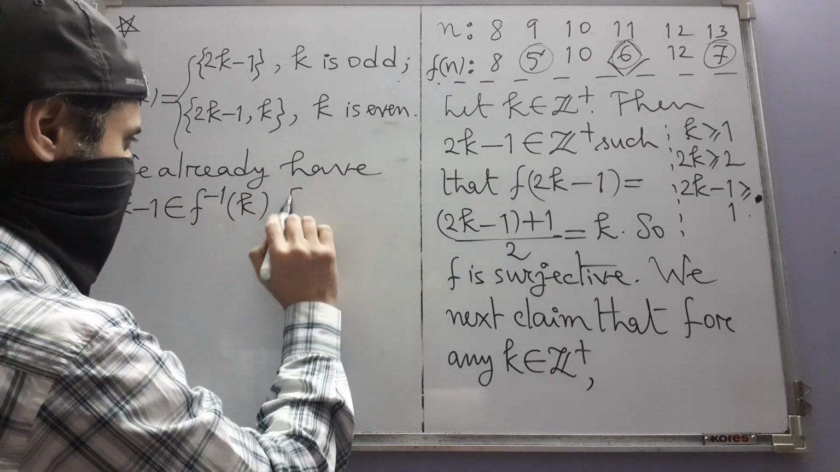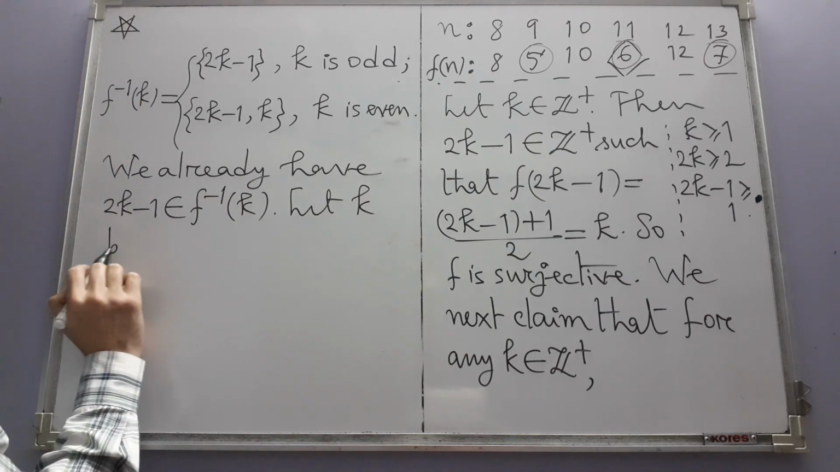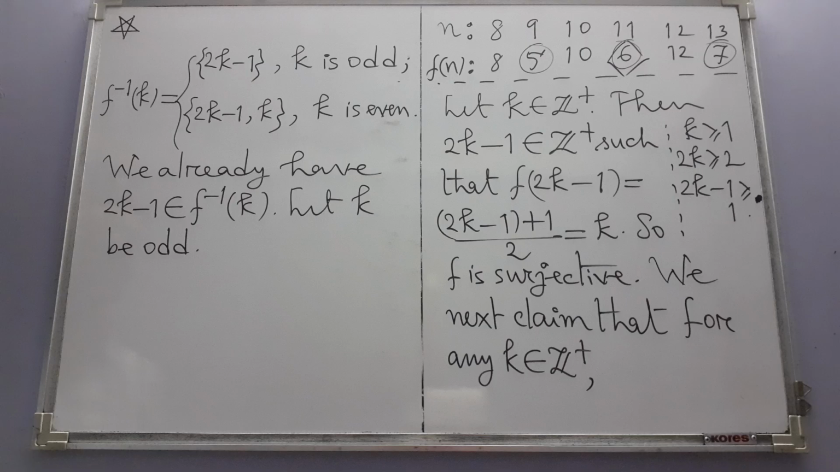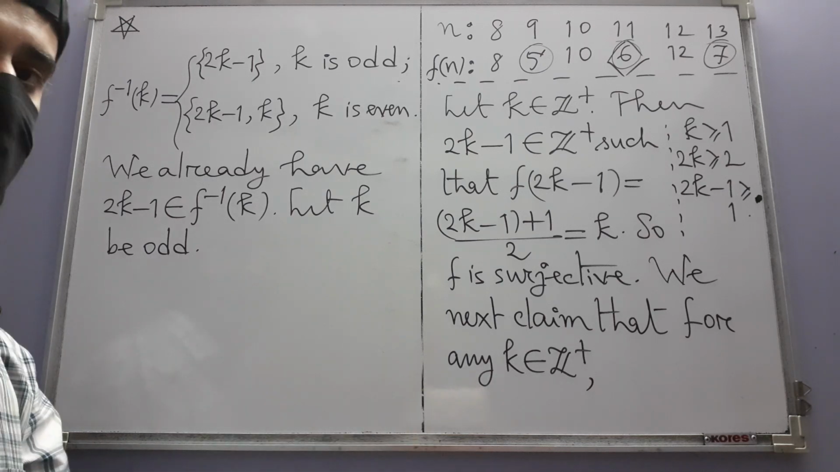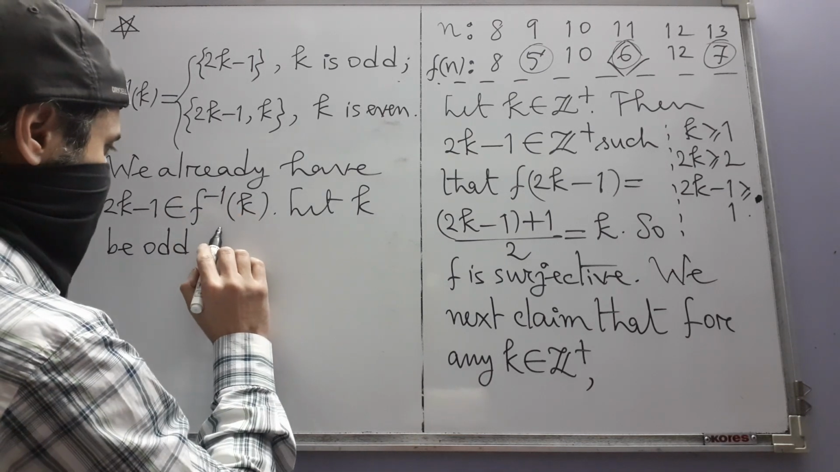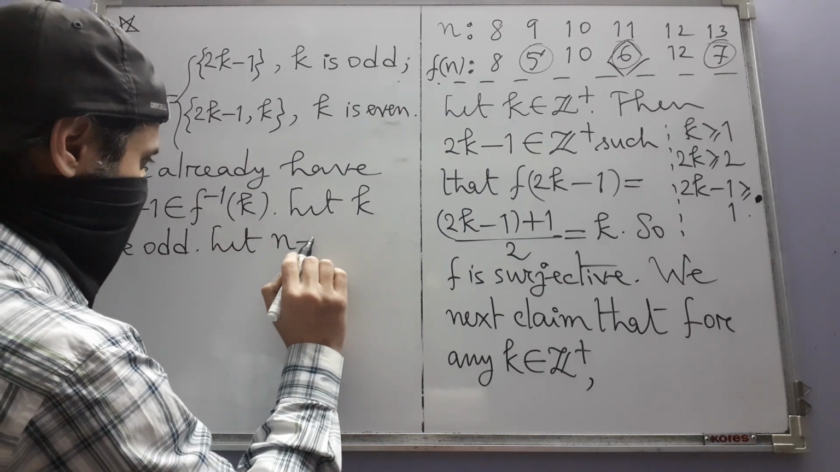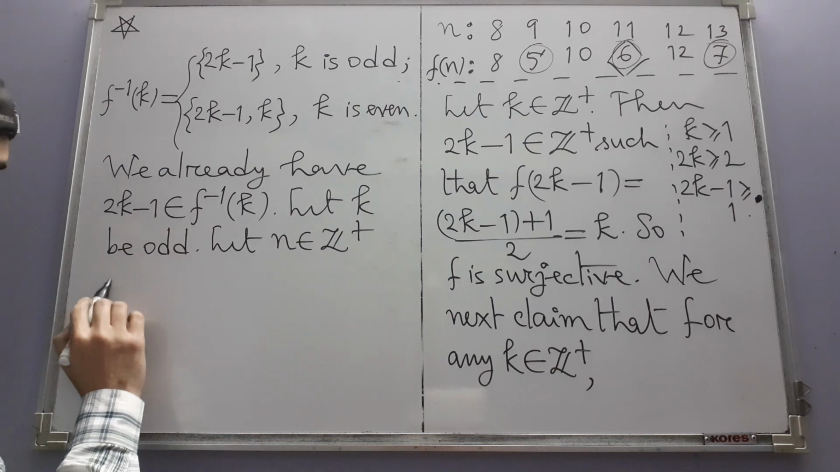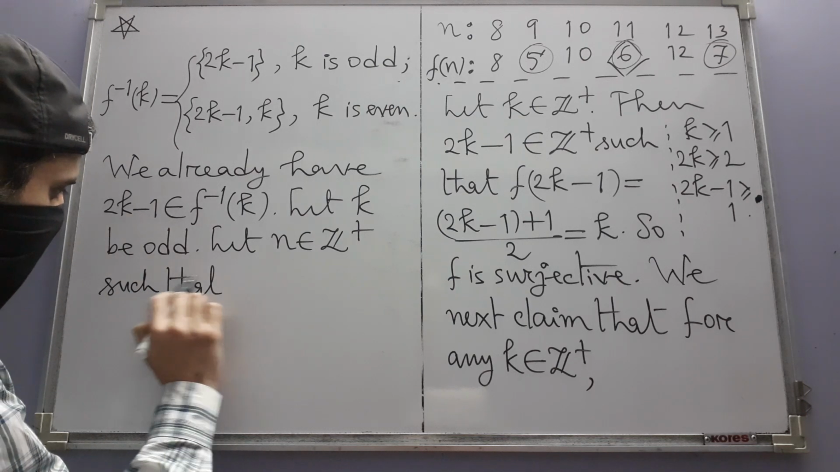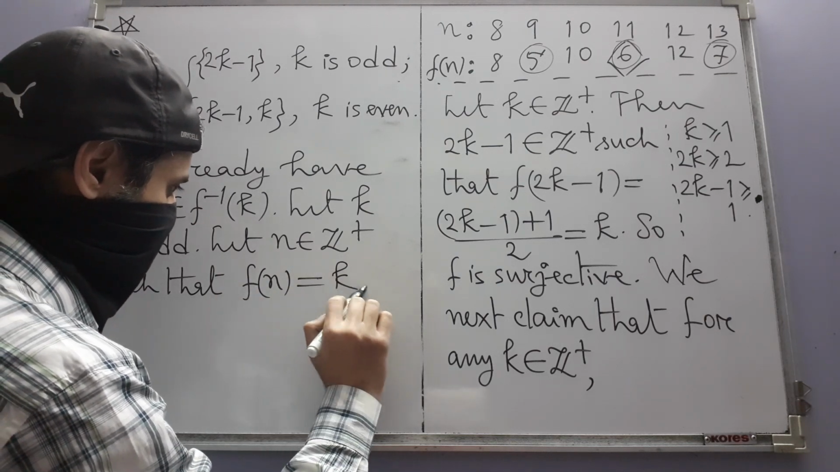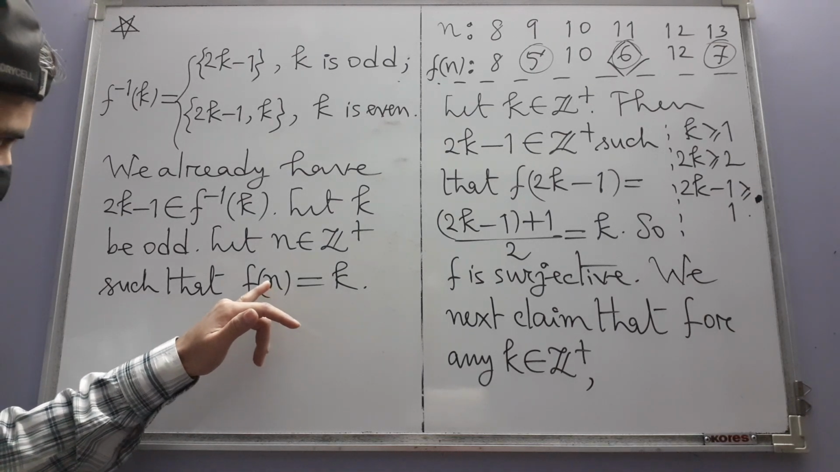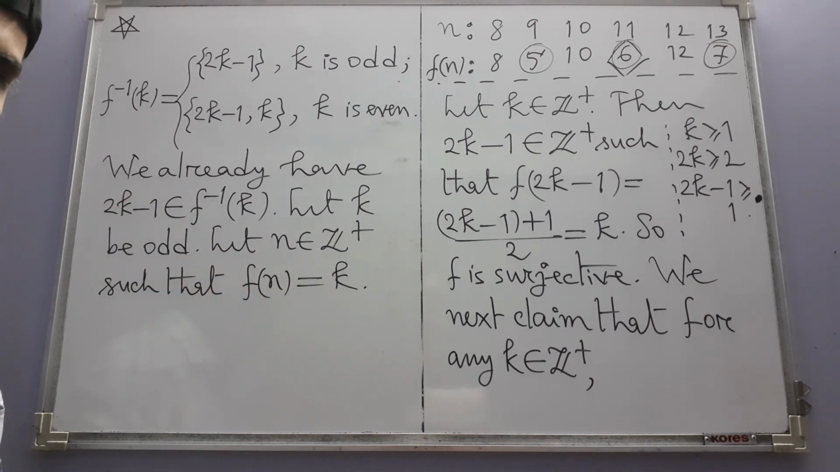Now we have to consider 2 cases. Let k be odd. Okay. Now, is there something else, some other input other than 2k minus 1 that will also give us the output k? Let n be a positive integer such that f of n is equal to k. Our aim now is to prove that this n has to be equal to 2k minus 1.